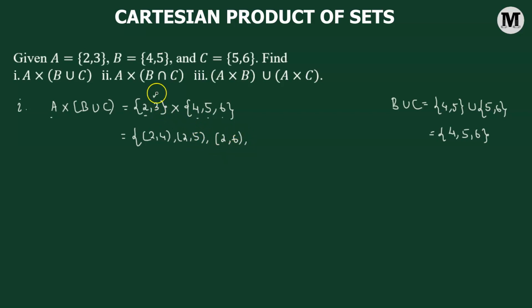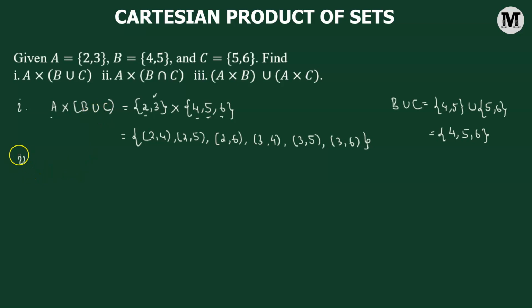Followed by the second element of the set A, which is 3. 3 is going to form an ordered pair with the elements of B union C, 4, 5, and 6. So we're going to get 3, 4. Next we have 3, 5, and then we have 3, 6. Okay, fine. So this is the Cartesian product of the set A with B union C.